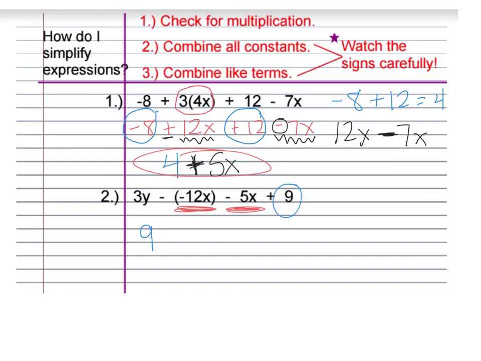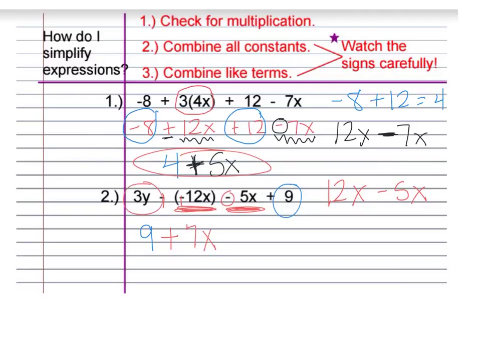Anytime we have two negatives, they cancel each other out. So this becomes plus 12x. So I'm combining positive 12x with negative 5x, or minus 5x. When we do 12x minus 5x, that's 7x, and that's positive, so I'll use a plus sign, plus 7x.